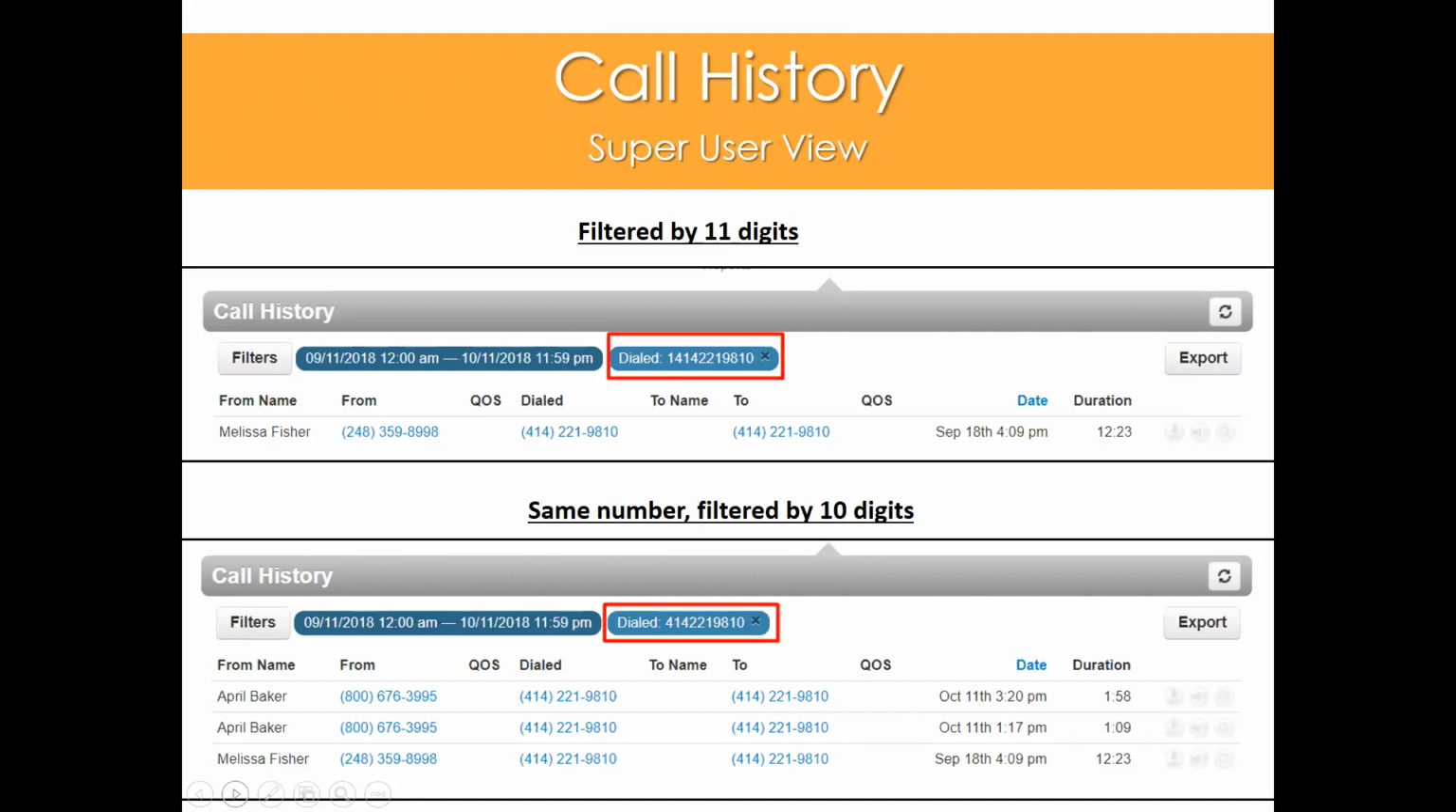So if you filter by 10 digits, then it'll catch everything. But if you filter by 11, it'll literally only pick up the 11. Does that make sense? Okay. So that's just one of those gotchas.